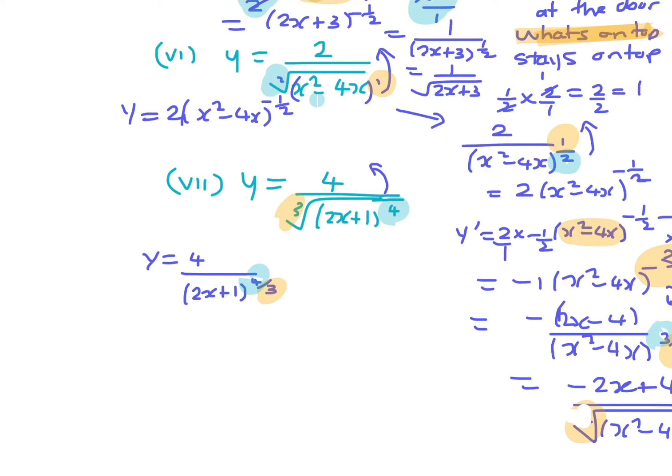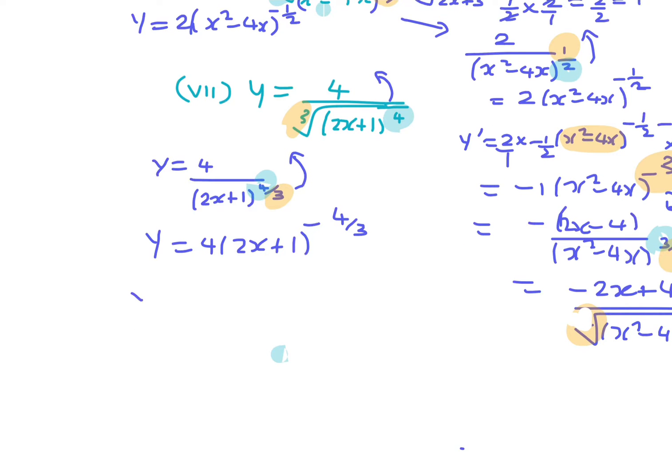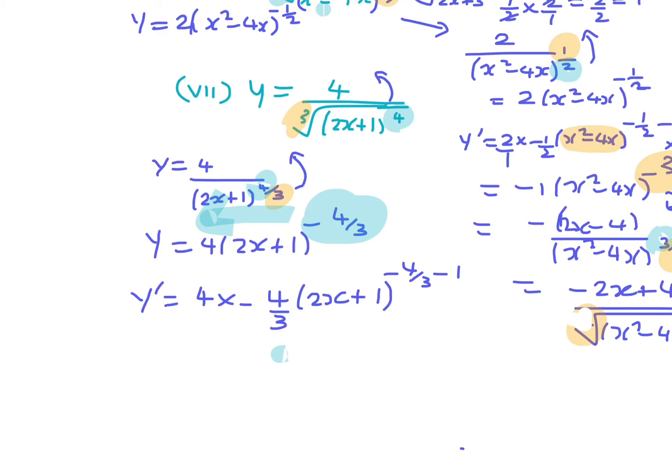Okay, so now what you need to do is you need to move that up to the top. So y is 4, 2x plus 1 to the minus 4 on 3. Okay, so now differentiating this. So we go 4, get the indice, and bring it down to the front. So that will be minus 4 on 3, 2x plus 1 to the minus 4 on 3 minus 1. And then you multiply by the derivative of what's inside the bracket. So inside the bracket would be 2x plus 1. So that would be times 2, because 2x goes to 2 and the 1 will go to 0.